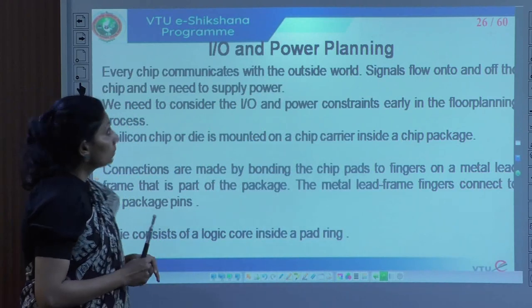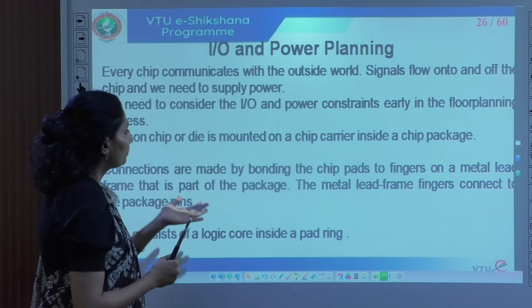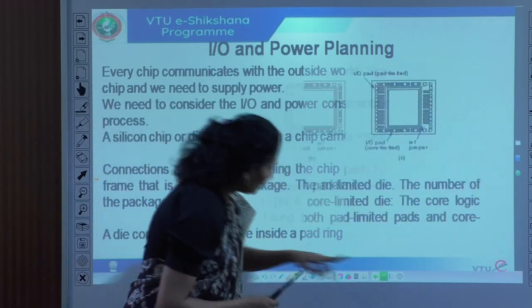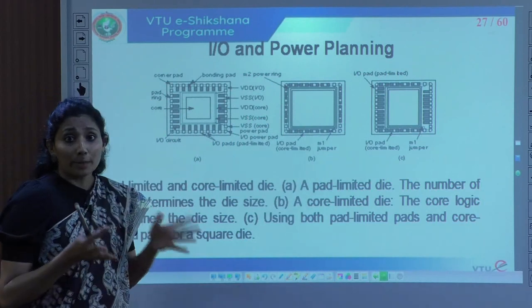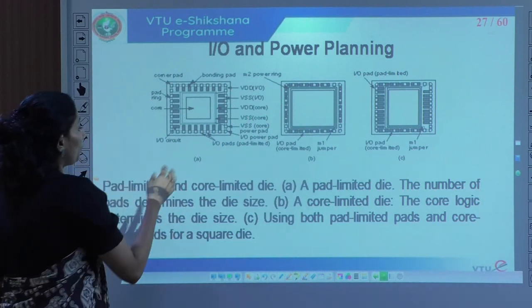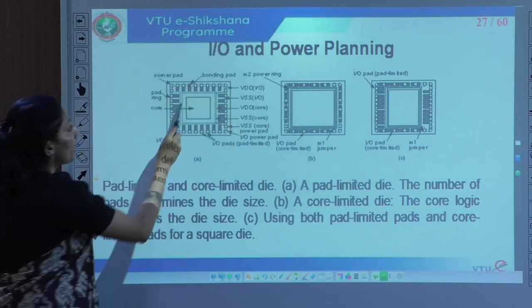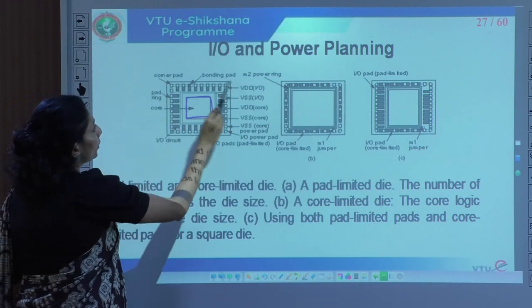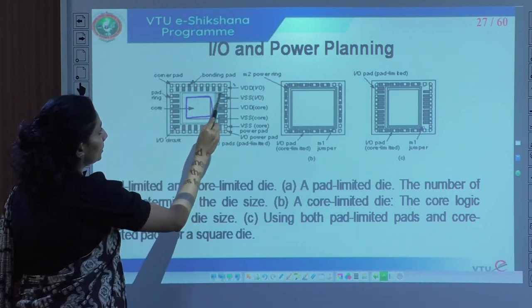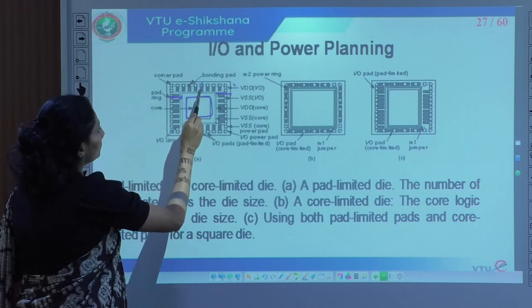Then comes the I/O, input output, and the power planning. Instead of taking this theoretically, let us look at the diagram to see how it appears. Now this is a die, correct? It has got a core, and it has got an I/O region. So this region is called the I/O region.